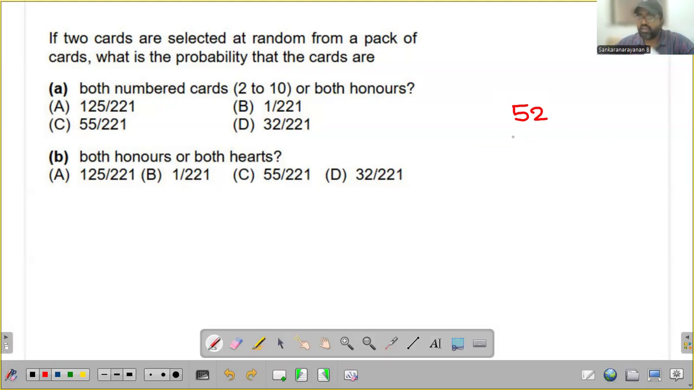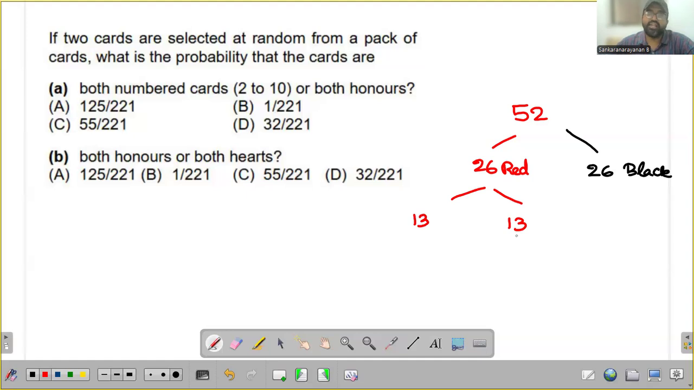Altogether, half of 52, 26 red cards will be there, and altogether 26 black cards will be there. When I consider the 26 red cards, there will be 13 diamonds and 13 hearts. Card wise, 13 diamonds and 13 hearts, they are the red cards. And of the 26 black, there will be 13 clubs and 13 spades.